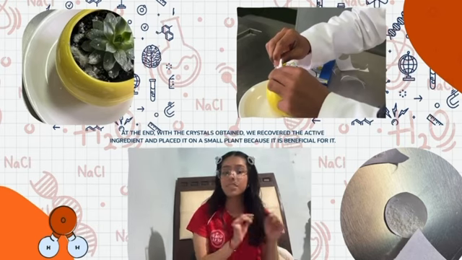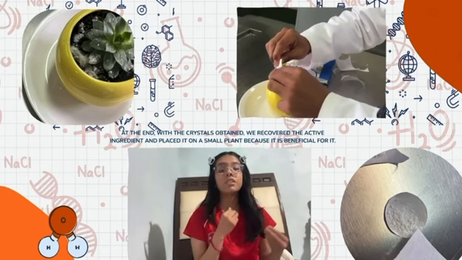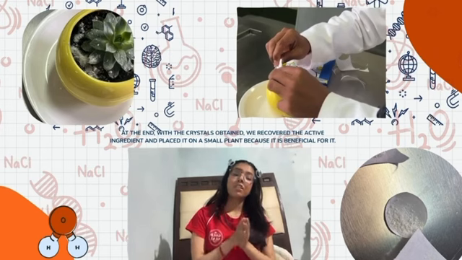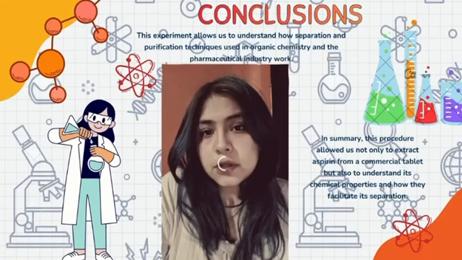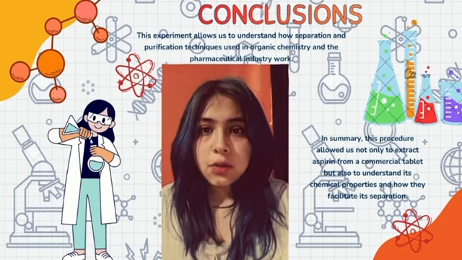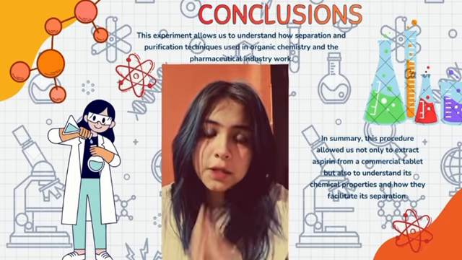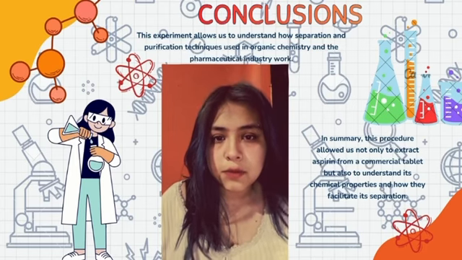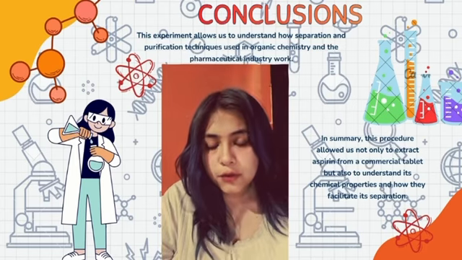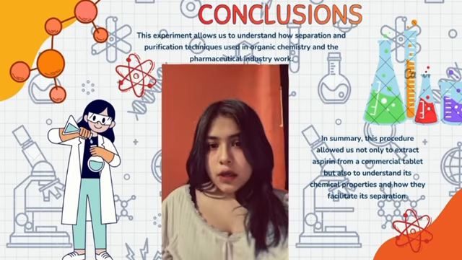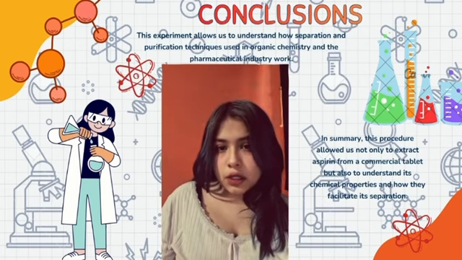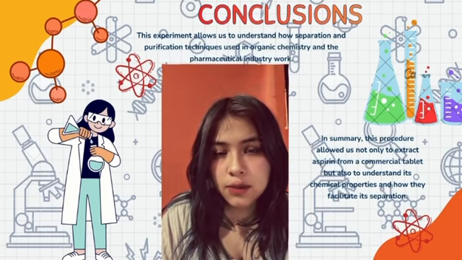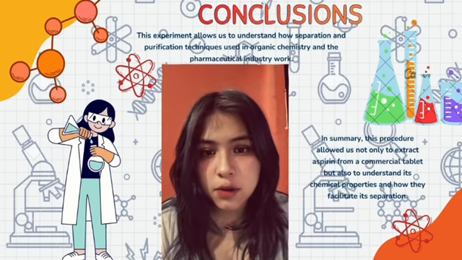Remember that this is a short version of the experiment, so it is recommended to follow the measurement protocol in the laboratory using your logbook. After the vacuum filtration, we obtain white crystals of acetylsalicylic acid. The purity of the final product depends on how well each step was done before dissolution, hot filtration and crystallization. This experiment allows us to understand how separation and purification techniques used in organic chemistry and the pharmaceutical industry work.